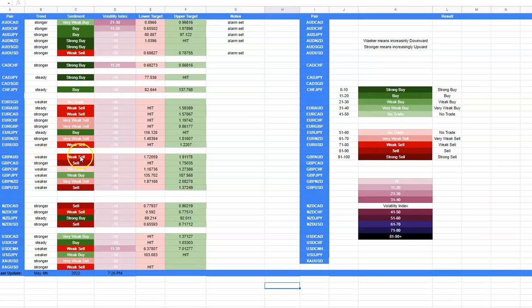This getting weaker could turn into a sell and then a strong sell. You see how the ratings are set. I assign these things, and this is how it's been. Weaker means increasingly downtrend. Stronger means increasingly upward. Stronger is up, weaker is down, so it means that it's continuing down. When it says weaker, it means this was a higher rating, and it's dropping and may continue to drop.